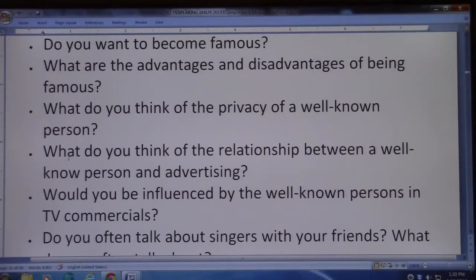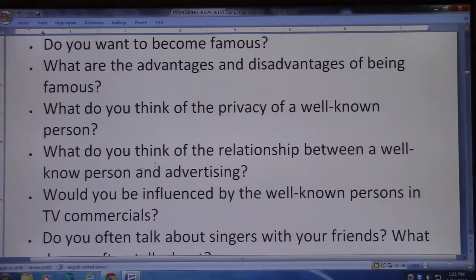What happens to privacy? Because well-known people lose their privacy. They don't have any privacy. So everywhere they go, everything they do, they're always being observed by a lot of people. So what do you think about the privacy of a well-known person? What do you think of the relationship between a well-known person and advertising? Of course, if you want to make somebody famous, you should advertise that person, you should promote that person using a lot of advertising, TV commercials, so on and so forth.